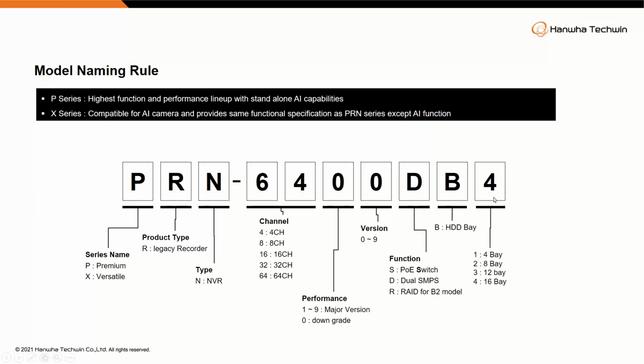B1 means 4 hard disks you can connect. B2 means 8 hard disks you can connect. B3 means 12, B4 means 16. So each hard disk bay, or each array, can have up to 4 hard disks. So B4 means 4 into 4, 16 hard disks.